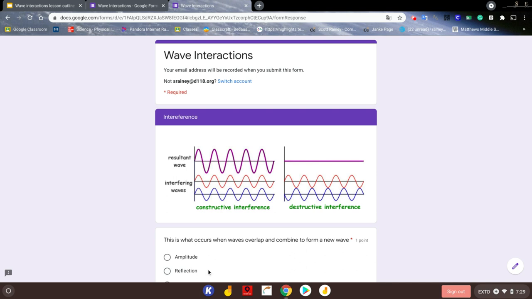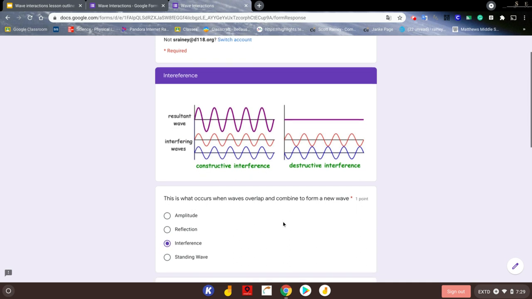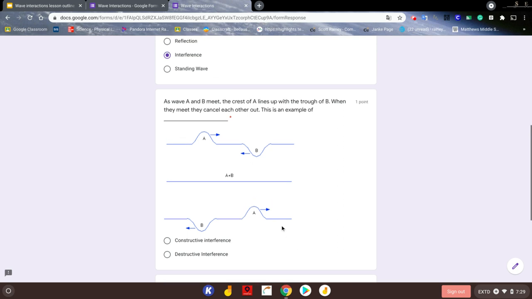Last thing we talked about is what happens when waves interact with each other. So we can have a constructive interference where the two waves form when the crests overlap and become a bigger wave, or when the crests and troughs overlap and cancel each other out. So what occurs when the waves overlap and combine to form a new wave? Either form is called interference, when two waves interact and form a new wave.